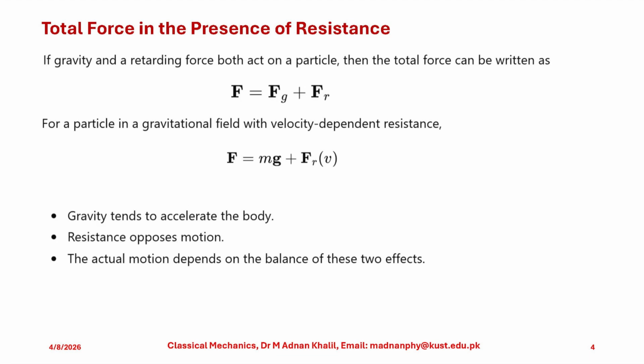Here, F_g represents the gravitational force, usually equal to mg, where m is the mass and g is the acceleration due to gravity. The term F_r as a function of v indicates that the resistive force may depend on velocity, and that is an important idea because unlike gravity, resistance is often not constant. It changes as the speed changes. So as the body speeds up or slows down, the retarding force also changes.